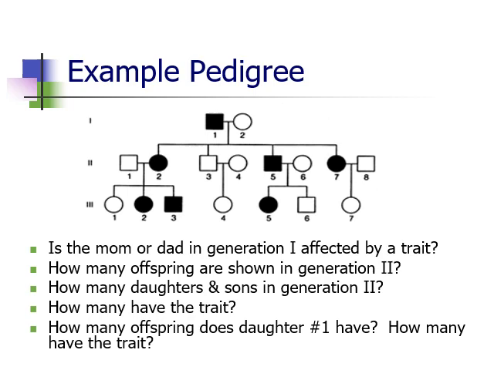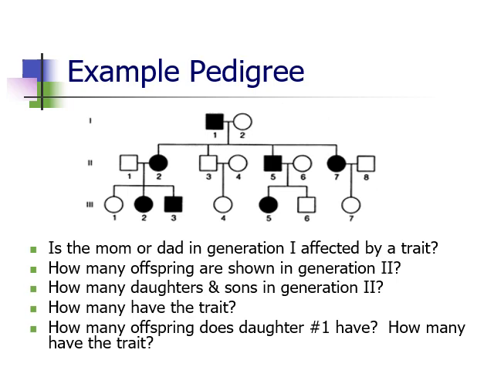How many have the trait? So in generation 2, of the 4 offspring, 3 of them have the trait. So 3 of the offspring are filled in. We have 2 daughters that have the trait, and we have a son that has the trait, that filled in square. So 3 out of the 4 have that trait.